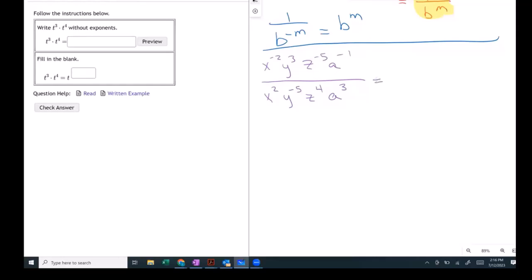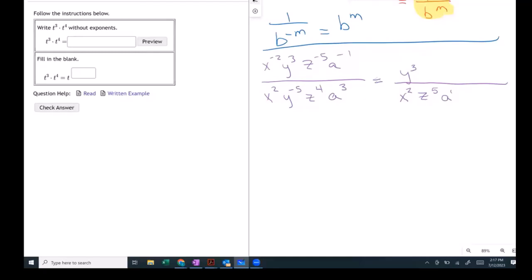This is equal to, first thing I want to do is put my fraction bar. Anything that's negative is going to switch positions. What I mean by that is I start with x to the minus 2. Oh, it has a negative exponent. I'm going to put it in the denominator and make it positive. Y to the 3rd, positive, stays where it is. Z to the minus 5th, negative, has to change position. A to the minus 1, negative, has to change position.